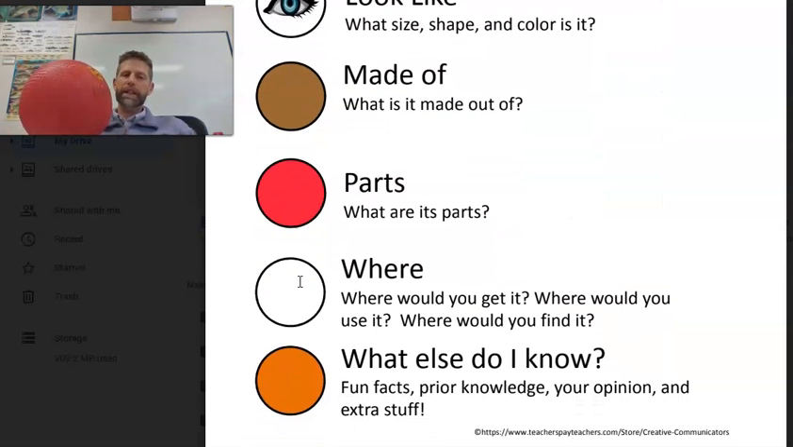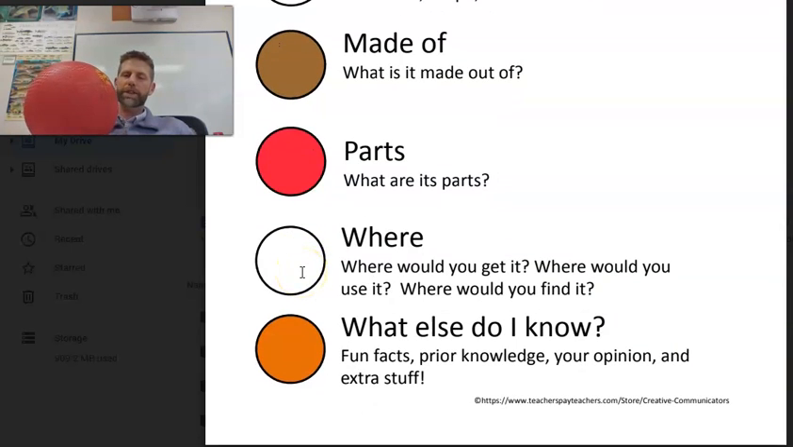Parts. Now this thing doesn't have too many parts, does it? But it's got one. It's right here. Where is it? Right there. The air hole, right? That would be a part of a kickball. Very good. Where would you find this thing? You'd probably find it at a store, right? You might find it at the playground, maybe in your garage, maybe in your shed. That's where you would find this.